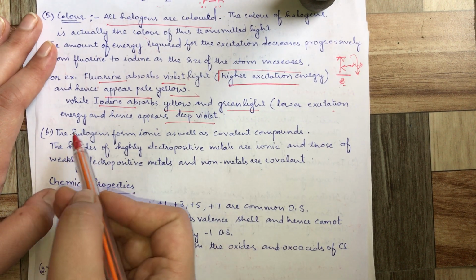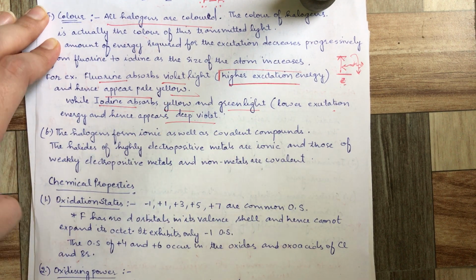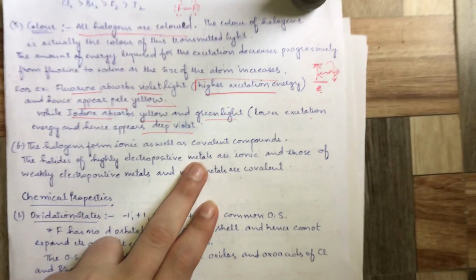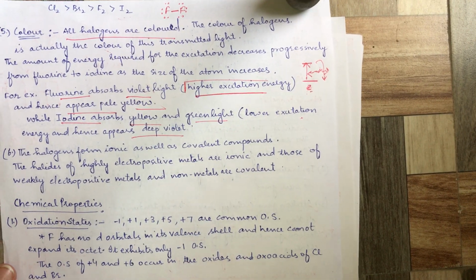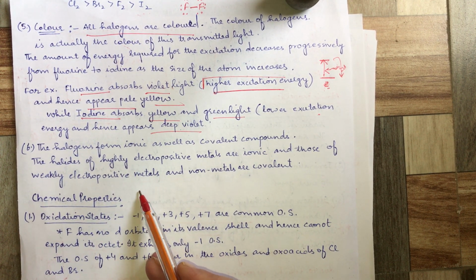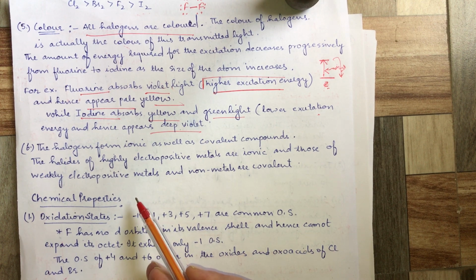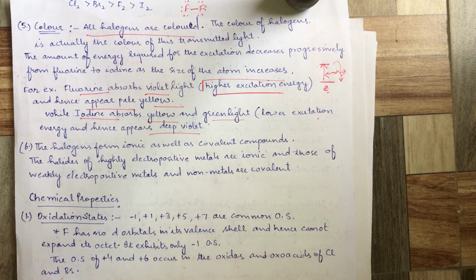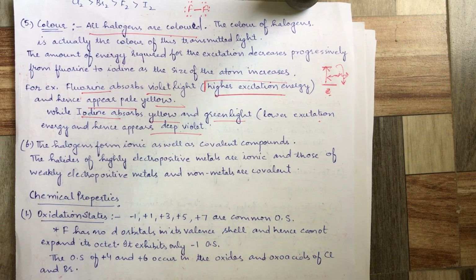Next thing to note is that the halogens form both ionic as well as covalent bonds. The halides of the highly electropositive metals are ionic, and those of weakly electropositive metals and non-metals are covalent. Why are the halides of highly electropositive metals ionic? Because of the electronegativity difference. So listen to the point very carefully. The greater the electronegativity difference between the two atoms, the greater the ionic character.